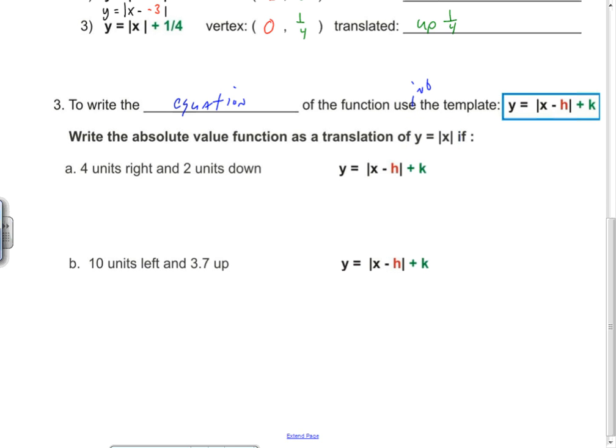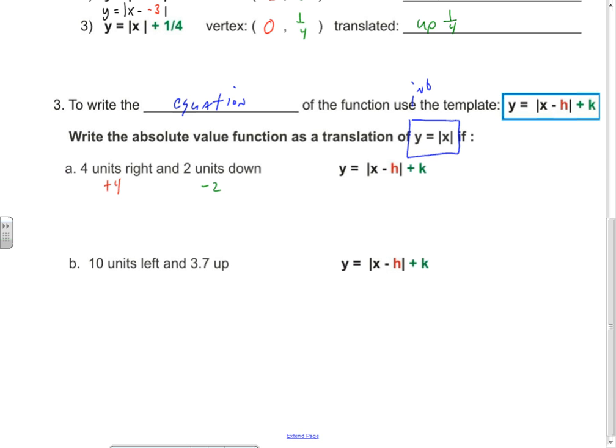Okay. So what are we going to do? We're going to look at the directions, and what this is telling us is translate that 4 units right and 2 units down. So let's do our right and left first. If we go 4 units right, is that positive 4 or negative 4? Positive 4. Right is positive, left is negative. If we go 2 units down, is that positive 2 or negative 2? Negative 2.